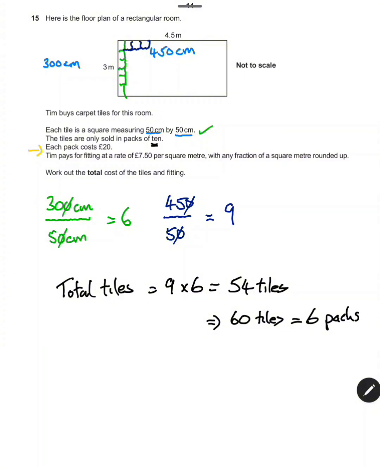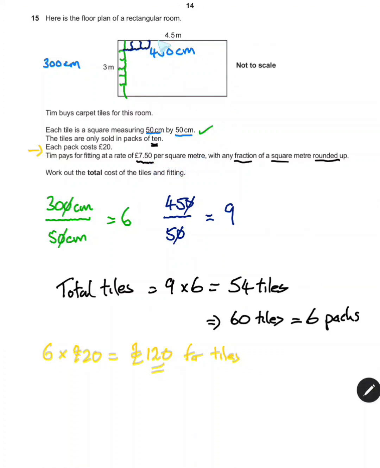Each pack costs £20. Well, I'm going to buy 6 packs, and each pack is £20. 6 lots of 20, 2, 4, 6, 8, 10, 12, £120. So this is what I'm going to pay for the tiles. It says Tim pays for a fitting rate of £7.50 per square metre with any fraction of a square rounded up. So now we want to work in square metres.